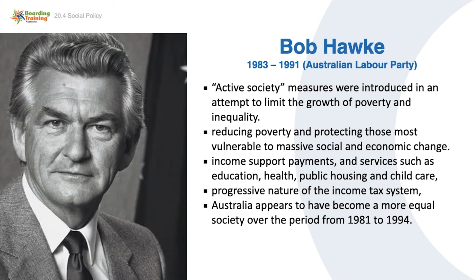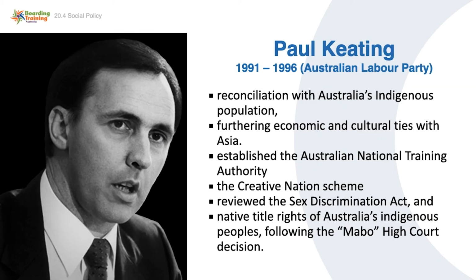Then we had Paul Keating, and his social policy included reconciliation with Australia's Indigenous people, furthering economic and cultural ties with Asia, establishing ANTA, the Australian National Training Authority, the Creative Nation Scheme. He reviewed the Sex Discrimination Act, and then after Mabo, he administered the native rights of Australia's Indigenous people.